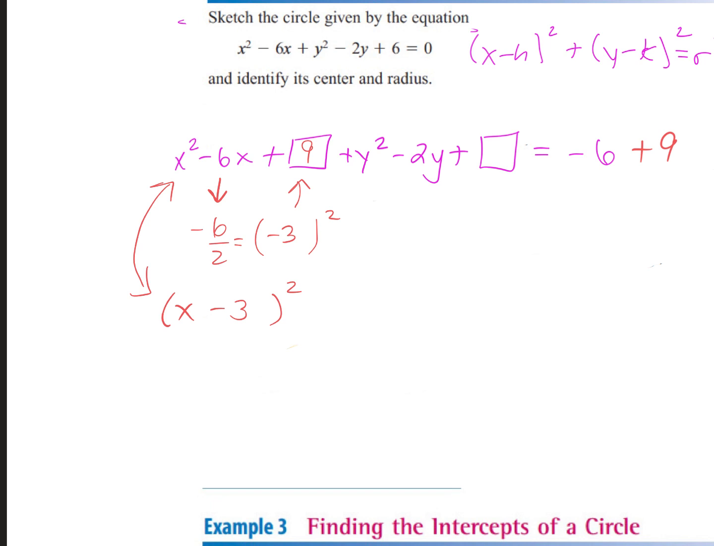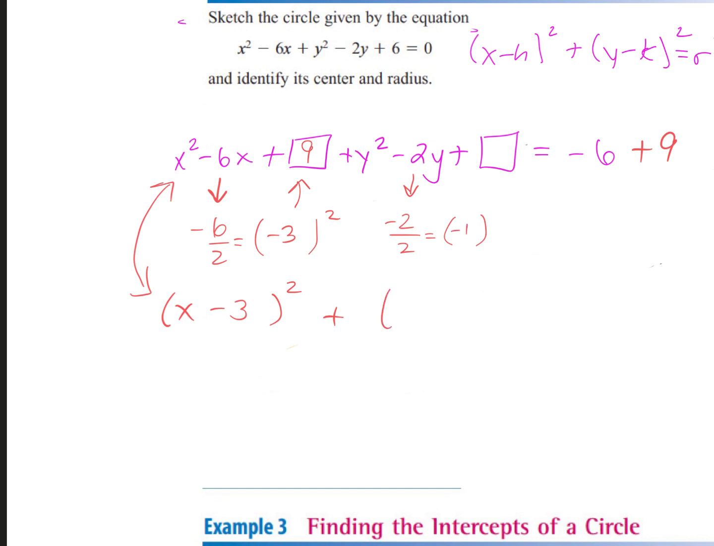Good. All right, so now I'm going to complete the square over here with the y's. I'm going to take that b term again. What is my b term? Negative 2, and I'm going to divide it by 2. And it's going to tell me everything I need to know. What's negative 2 divided by 2? Negative 1, okay?